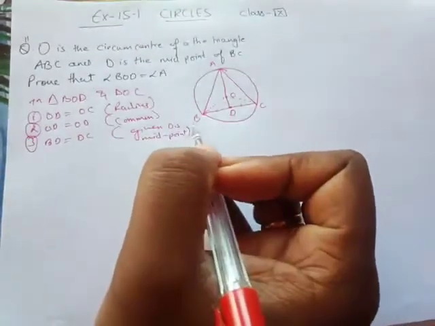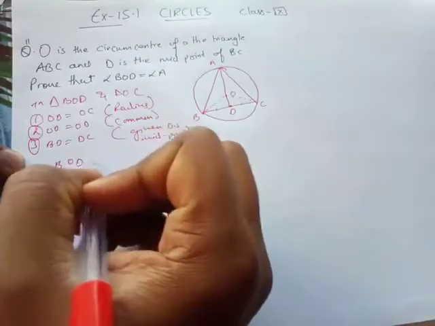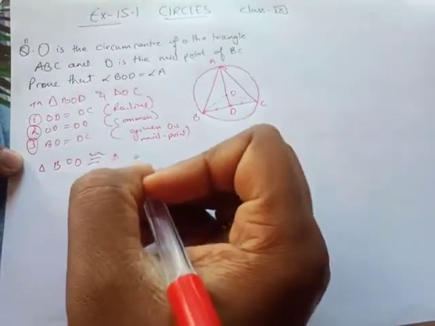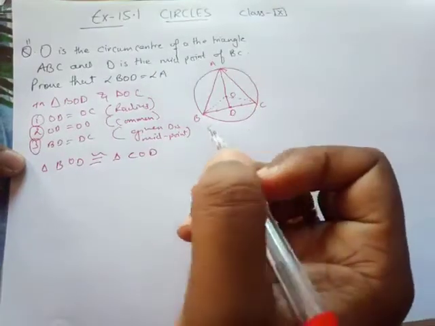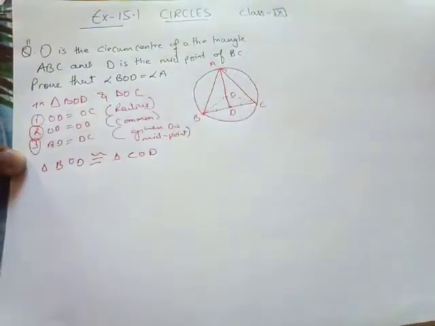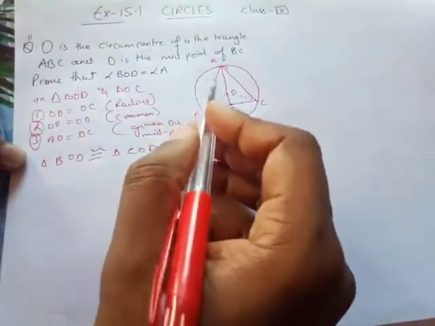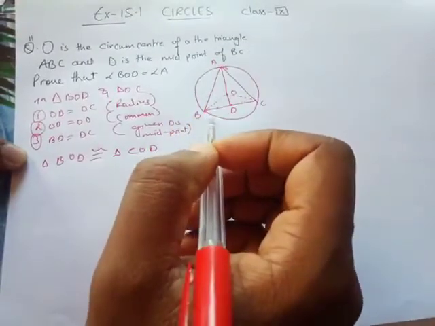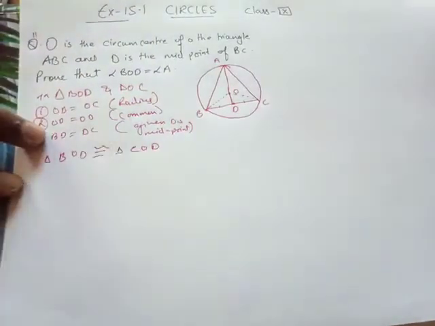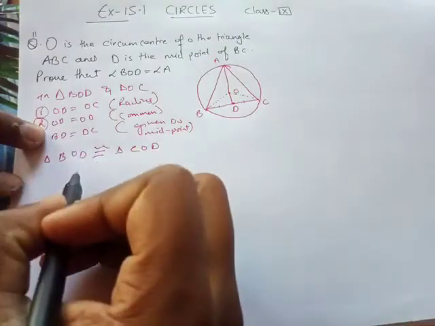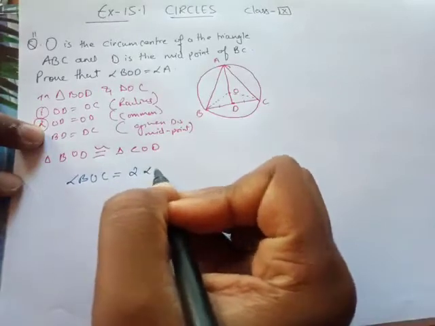Okay, so let's have a look over here now. If I prove that triangle BOD is congruent to triangle COD, then it's very simple for me. What I need to prove is that angle BOD is equal to angle A. I know one theorem, a very basic theorem that we discussed in this exercise, the very first theorem. I'm writing angle BOC is equal to twice angle BAC.